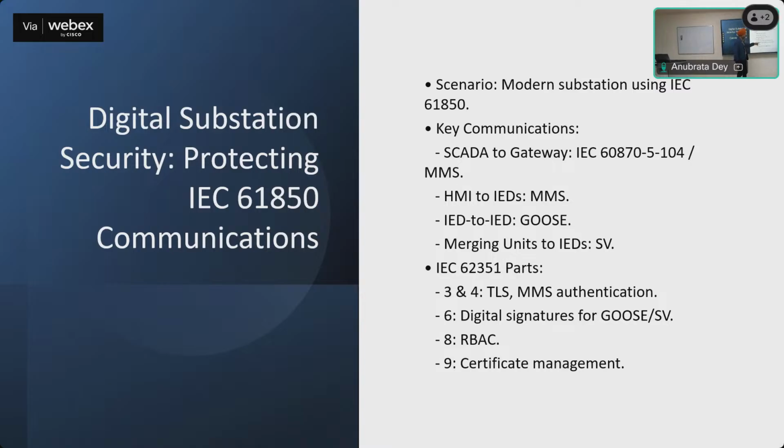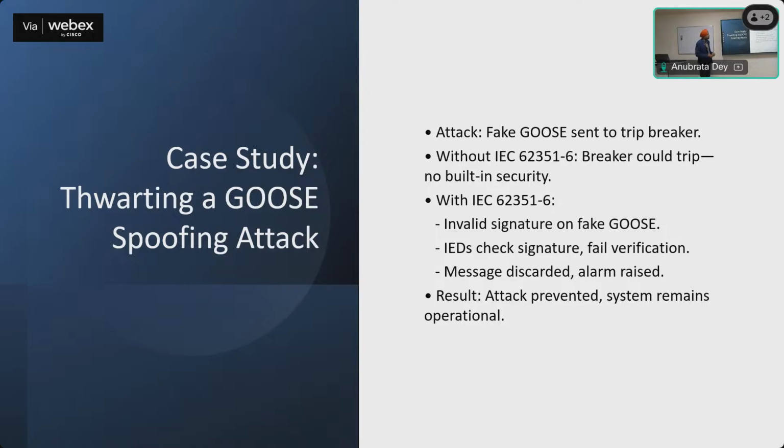And what are the various parts? We talked about that. Parts 3 and 4 are TLS, MMS authentication, client-server communication. Part 6 is digital signature for the GOOSE and sampled values as well, if you want to do that. Okay, usually they don't. Part 8 is the role-based access control, how to do that. Part 9 is the certificate management. So it tries to cover a lot of ground.